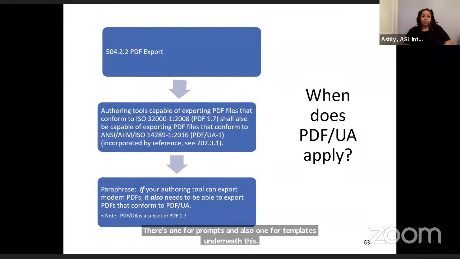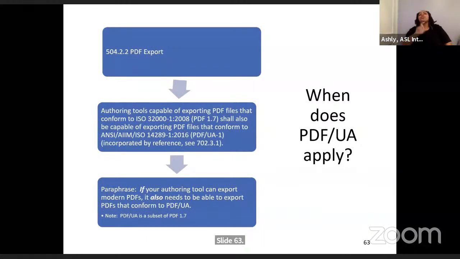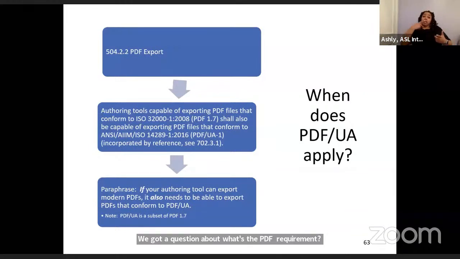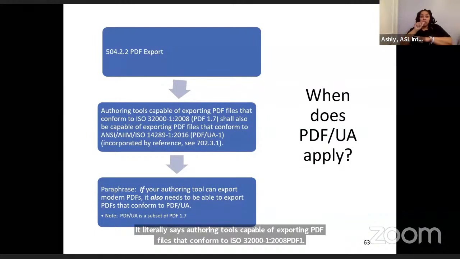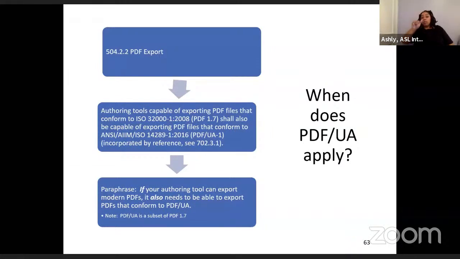We got a question about, well, what's the PDF requirement? It literally says authoring tools capable of exporting PDF files that conform to ISO 32000-1:2008 PDF 1.7 shall also be capable of exporting PDF files that conform to ANSI/AIM/ISO 14289-1:2016 PDF/UA, incorporated by reference and the site there.